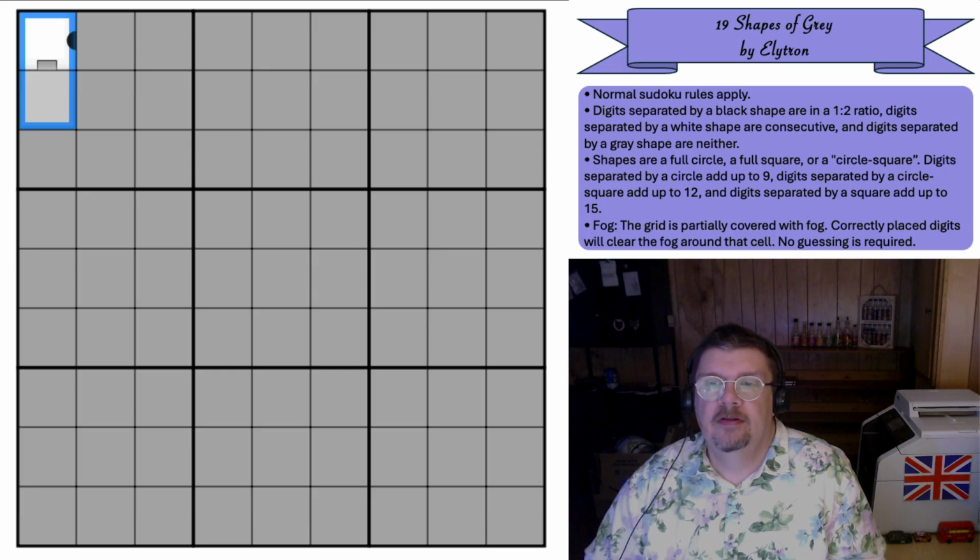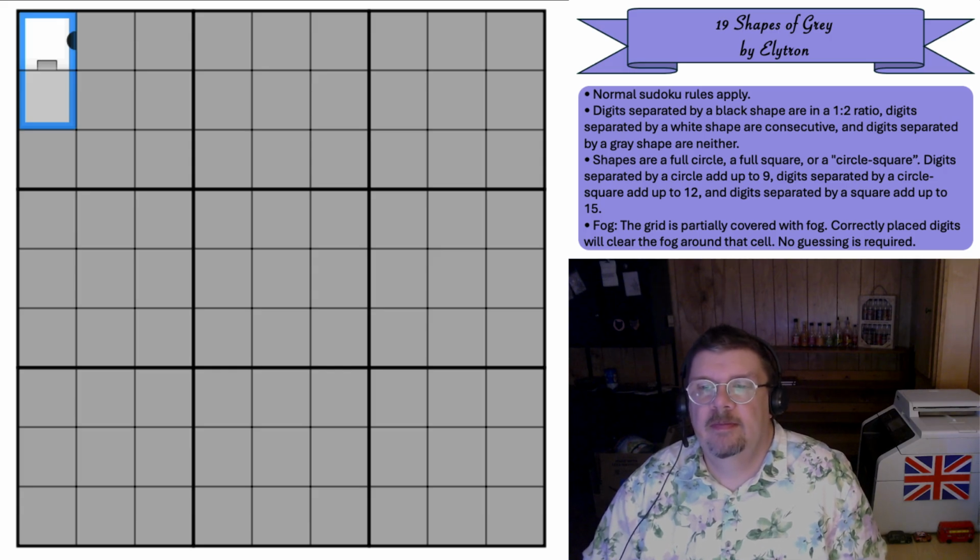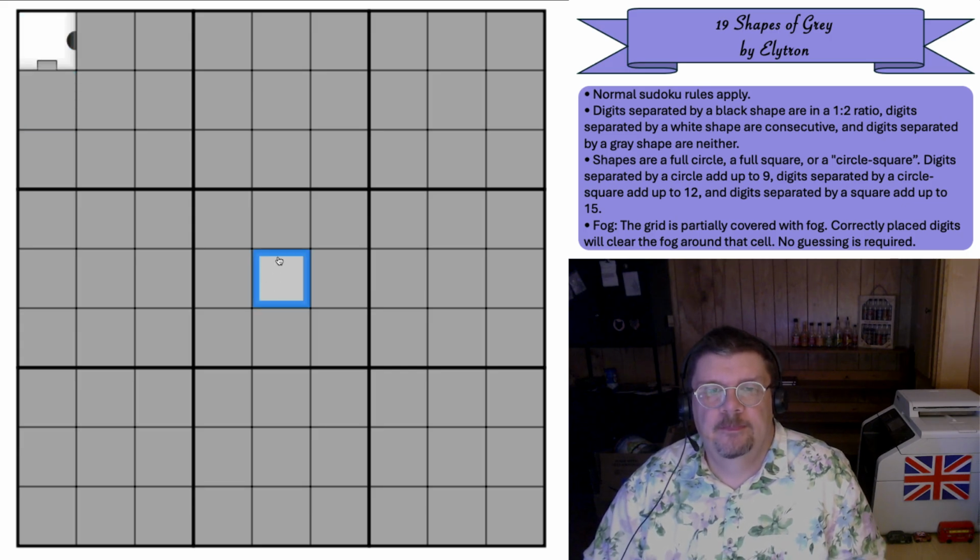And fog. The grid is partially covered with fog. Correctly placed digits will clear the fog around that cell. No guessing is required. So if I correctly deduce this digit, then all of these cells will be cleared. All right, I am going to restart the puzzle to reset the timer, and let's begin.